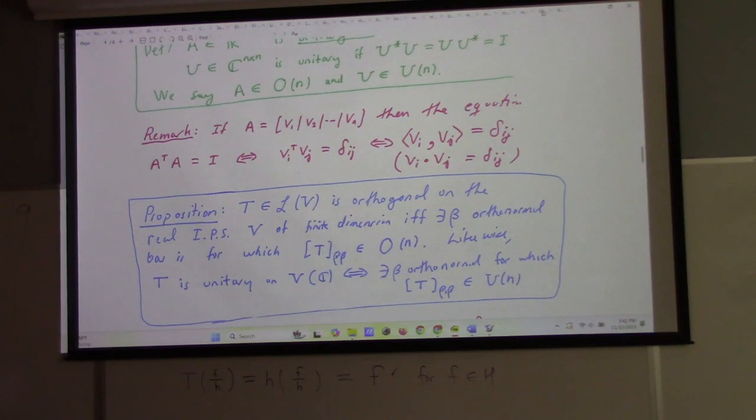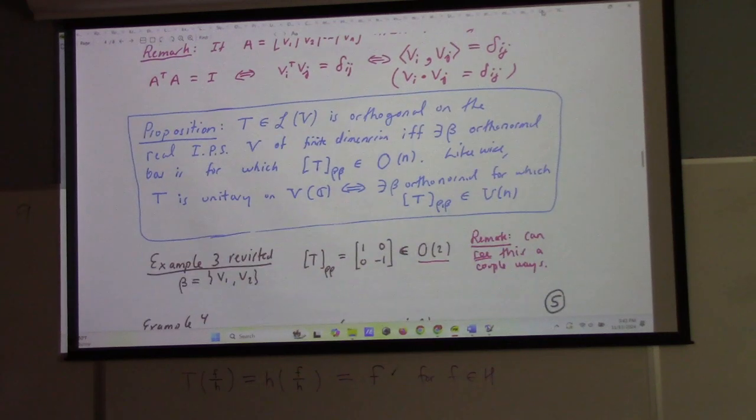So proposition: T is an orthogonal transformation on a real finite-dimensional inner product space if and only if there exists an orthonormal basis for which your matrix for T is an orthogonal matrix. Likewise, T is unitary on a complex inner product space if and only if there exists an orthonormal basis for which the matrix of said transformation is unitary. All right, so there's a one-to-one correspondence between orthogonal matrices and orthogonal transformations, between unitary matrices and unitary transformations. That's how it goes.